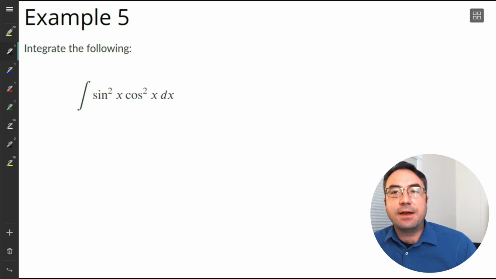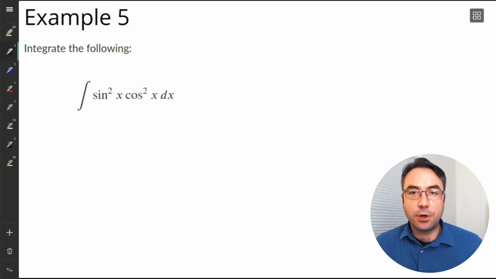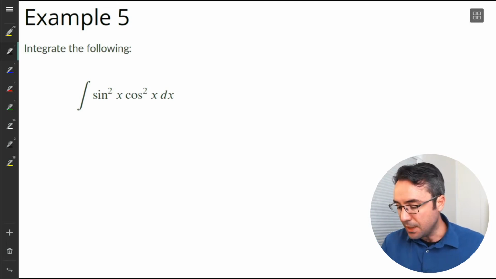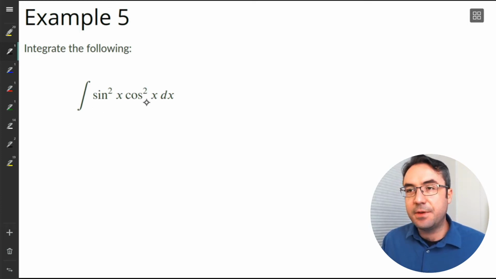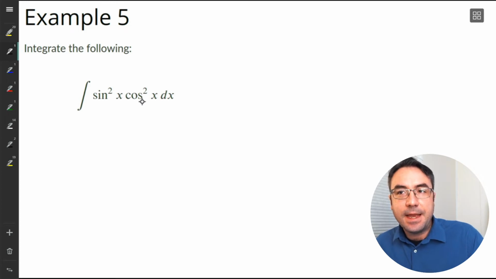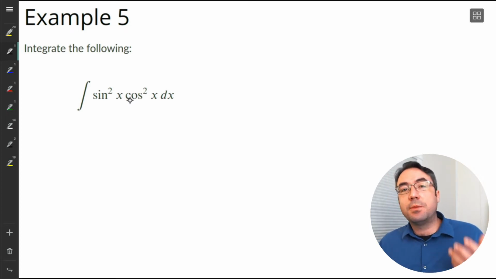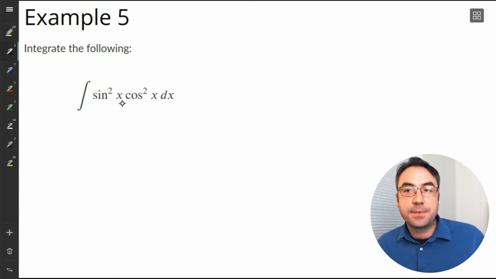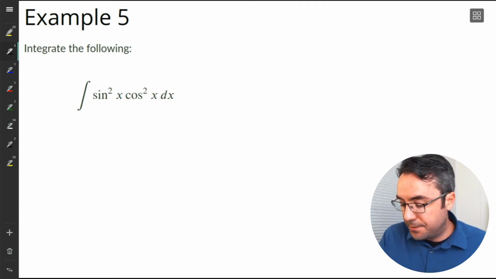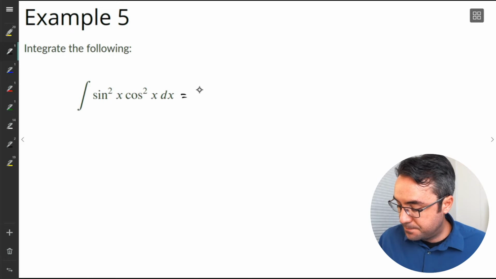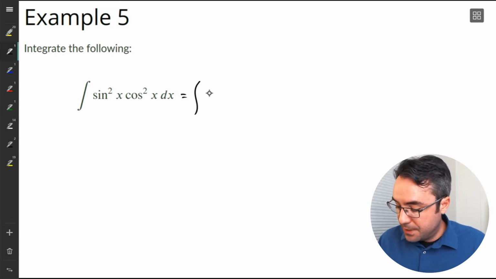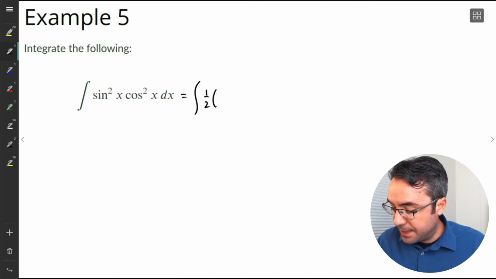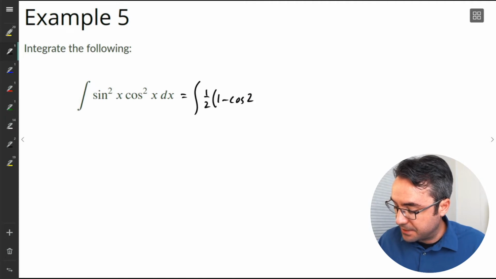Let's look at example 5. We're going to look at sine squared of x times cosine squared of x. If we look at these, everything here is even powers. And what we're going to do is, again, apply our half-angle formulas. So we have a sine squared. Let's rewrite that as a half-angle formula. It'll be 1/2 times 1 minus cosine of 2 theta, or 2x rather. X is our variable here.